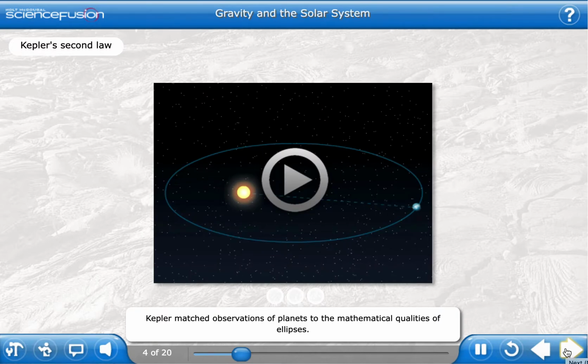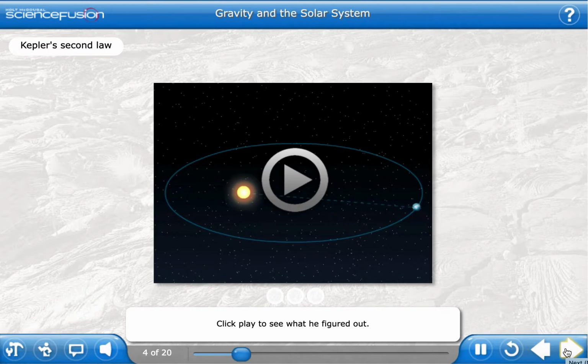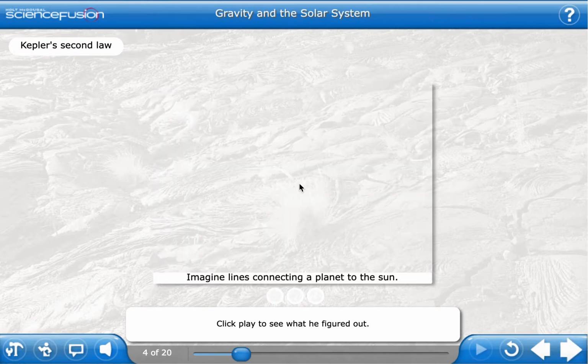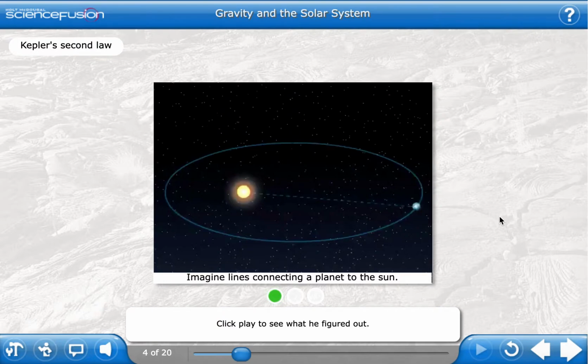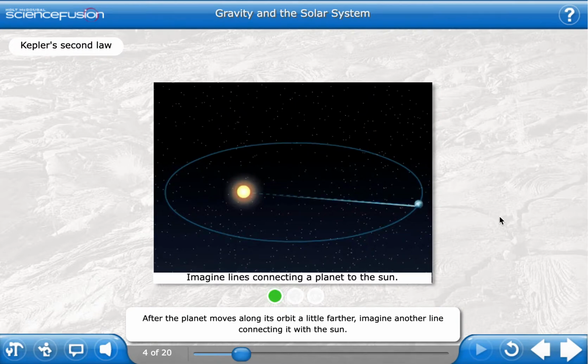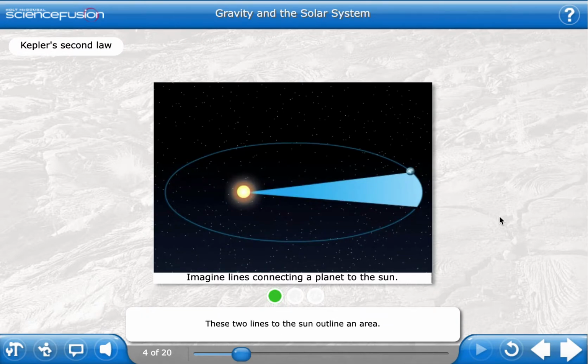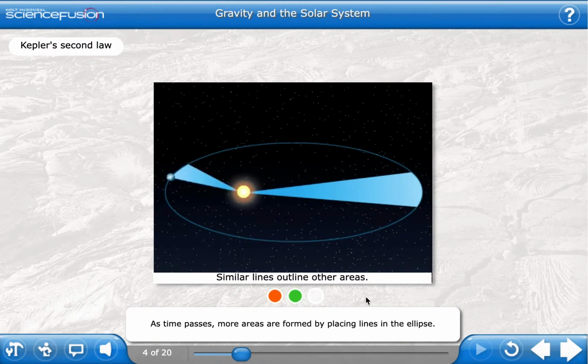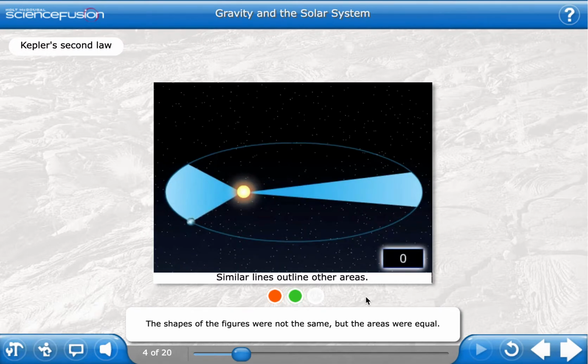Kepler matched observations of planets to the mathematical qualities of ellipses. Click play to see what he figured out. Imagine a line connecting a planet to the sun at some point in its orbit. After the planet moves along its orbit a little farther, imagine another line connecting it with the sun. These two lines to the sun outline an area. As time passes, more areas are formed by placing lines in the ellipse. The shapes of the figures were not the same, but the areas were equal.